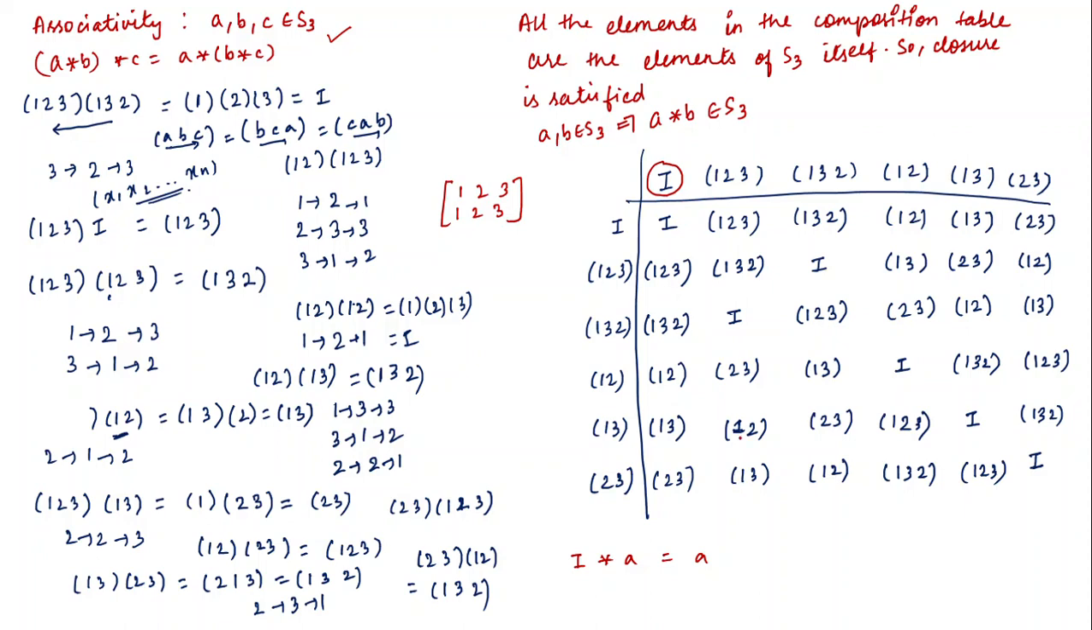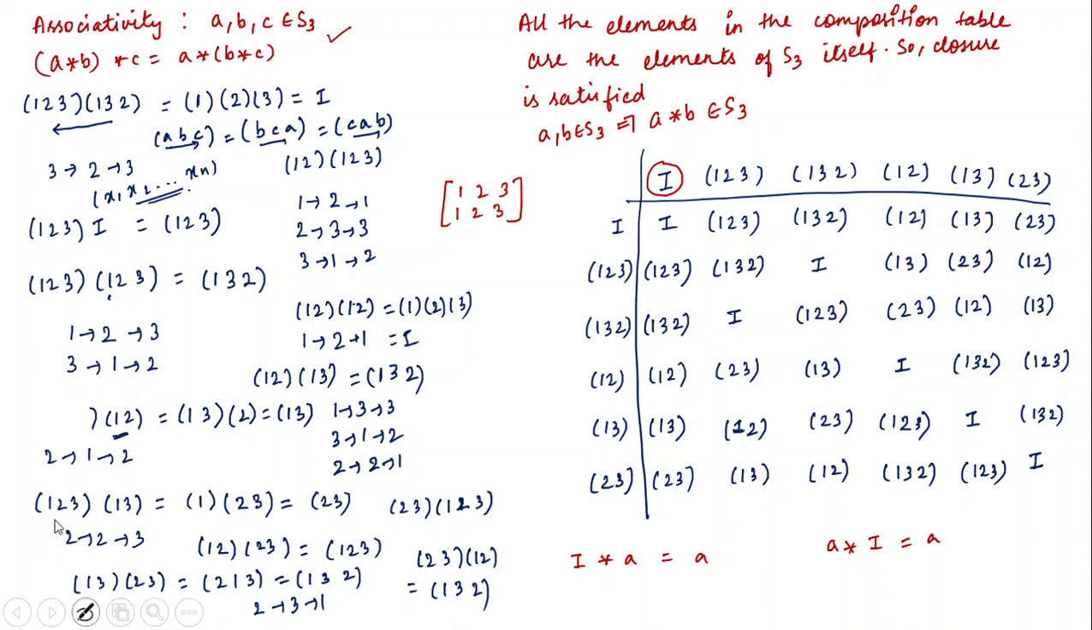And similarly, A star I gives you A again. I with I gives you I. 1, 2, 3 with I gives you 1, 2, 3. 1, 3, 2 with I gives you 1, 3, 2 itself and so on. So you can see that the first row and the first column is identical to the elements at the top and the elements at the leftmost respectively, and therefore I is the identity element. So we have identity element in the group.